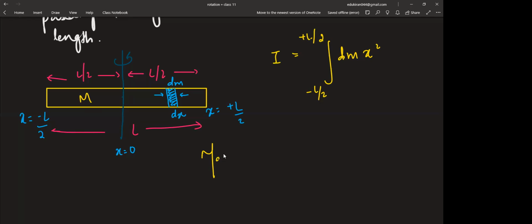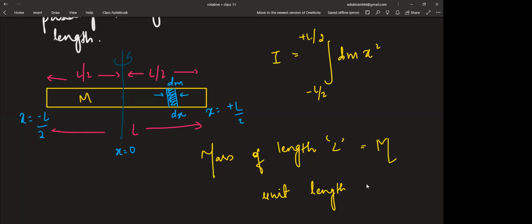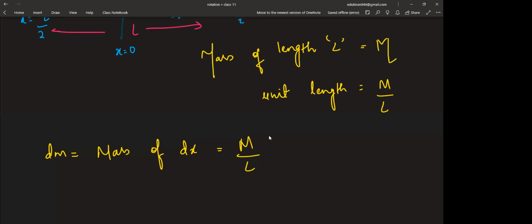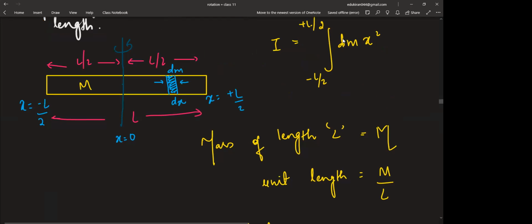See, class, look here. Mass of length capital L is capital M. So what will be the mass of unit length? It will be M divided by L. If you know it for a unit length, then for this dx which we have chosen, we can calculate. So what is the mass of dx? Mass of dx is dm, which we had chosen, but we didn't know the value. So now we can find out, it is M by L into dx. Now, since we know what dm is, let's put it here.